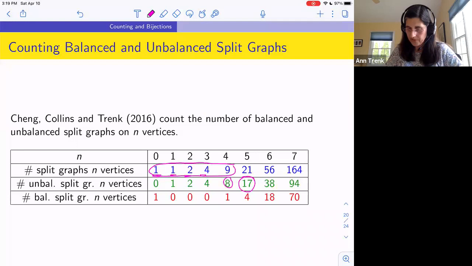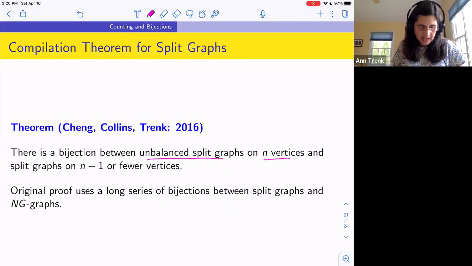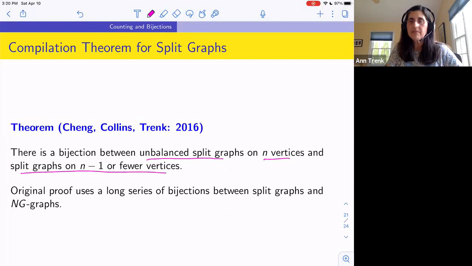We call that our compilation theorem. And in fact, we show that not only are the numbers equal, but we find a bijection between the class of unbalanced split graphs on n vertices and the class of split graphs on n minus 1 or fewer vertices. And our original proof of this is very complicated. Sometimes you don't get to things the easy way the first time.